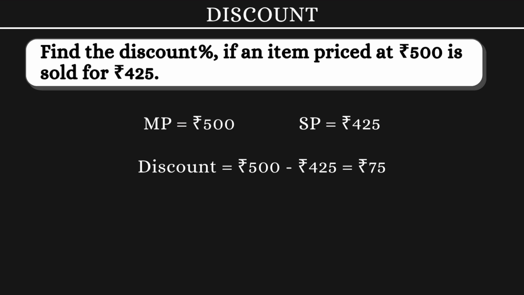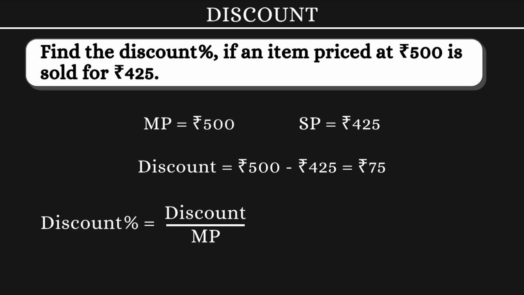We are asked to find the discount percentage. So we have discount divided by marked price into 100. 75 divided by 500 into 100 will give us 15%.